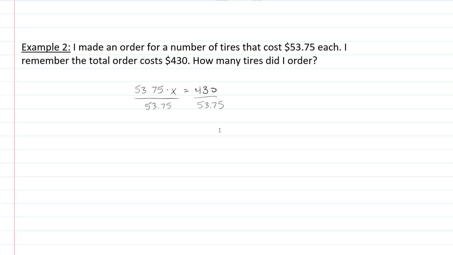On this left-hand side, they just straight up cancel, so we're left with x. And now we have to do long division over here. So 430 divided by 53.75. If we actually compute this out, it ends up being 8. So x equals 8 tires. We ordered 2 cars worth of tires.